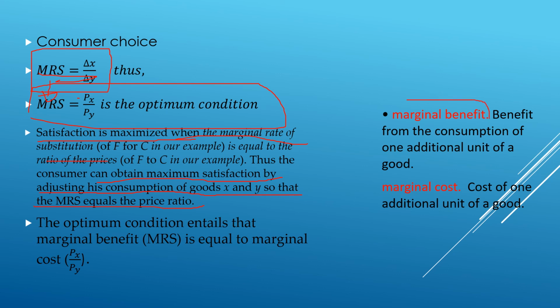MRS is the marginal benefit. The negative PX over the negative PY is what we call your marginal cost. That is the purchasing power and your satisfaction.